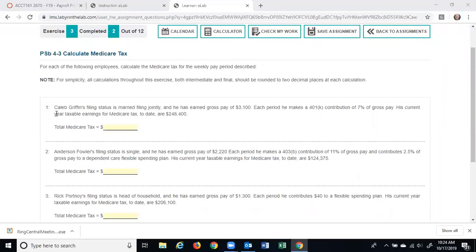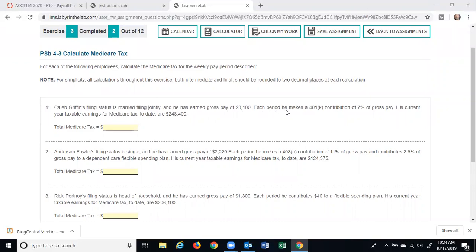Okay, so first off, Caleb Griffin's filing status is married filing jointly. So that limit is $250,000. So you would keep that in mind. And he has earned gross pay of $3,100. So what we want to know is how much of this $3,100 is subject to regular Medicare and how much of it is subject to additional Medicare.